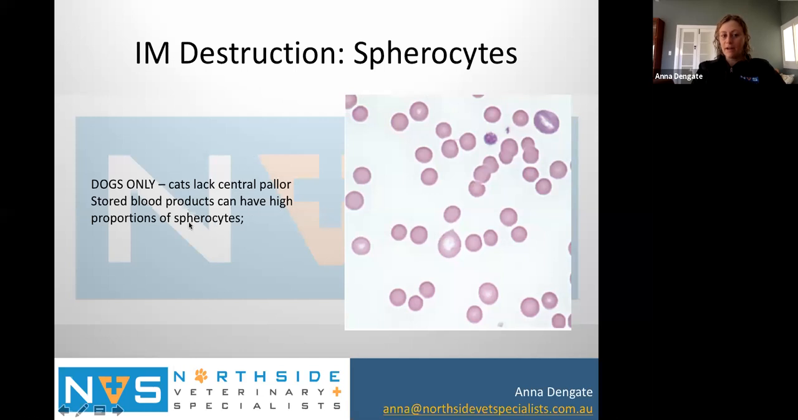Stored blood products have very high proportions of spherocytes, so do that before, or at least collect a CBC and send it out to a reference lab for pathologist review before you do your transfusion. So presence of spherocytes is one criterion for immune-mediated destruction.